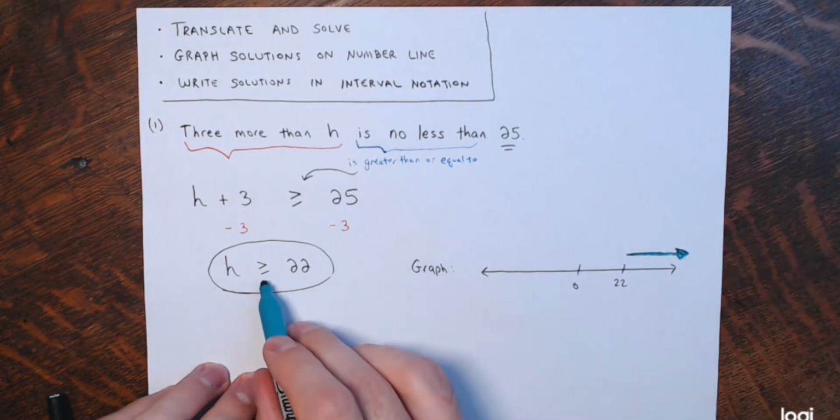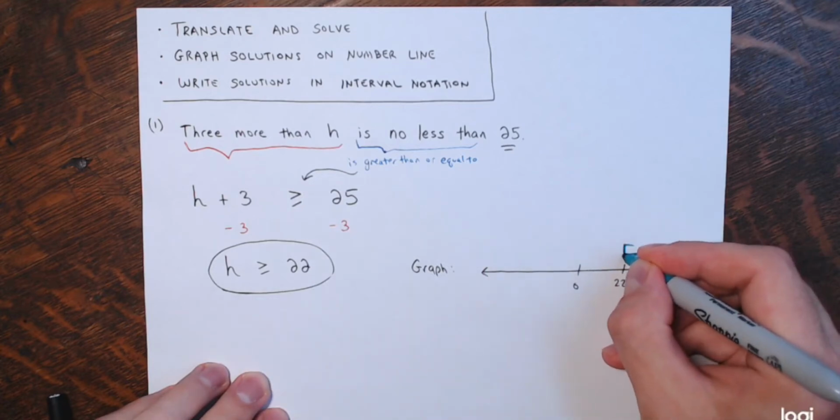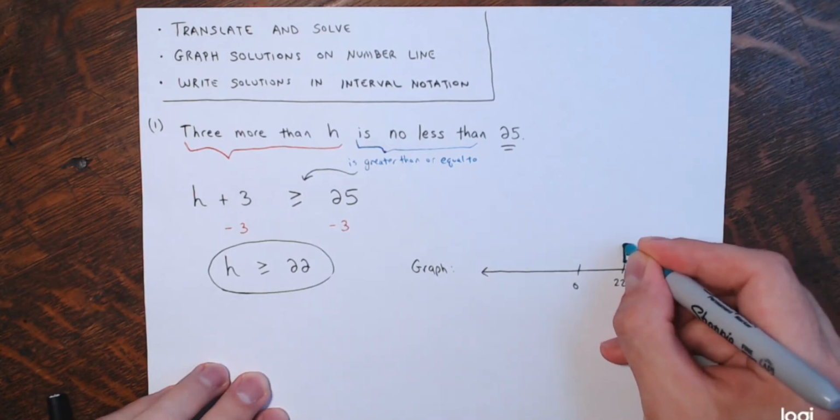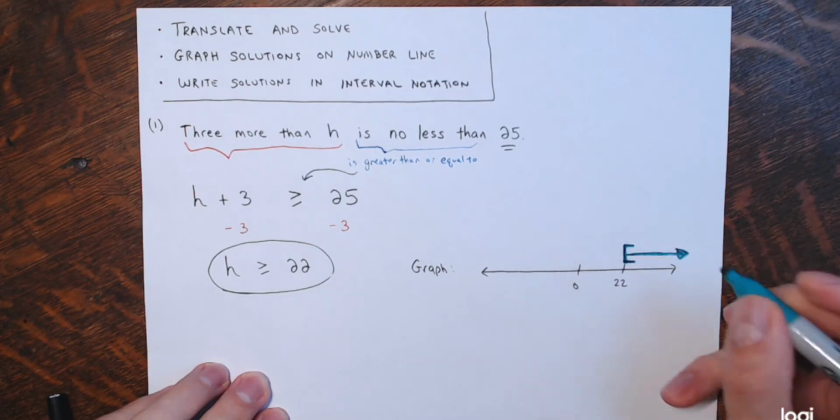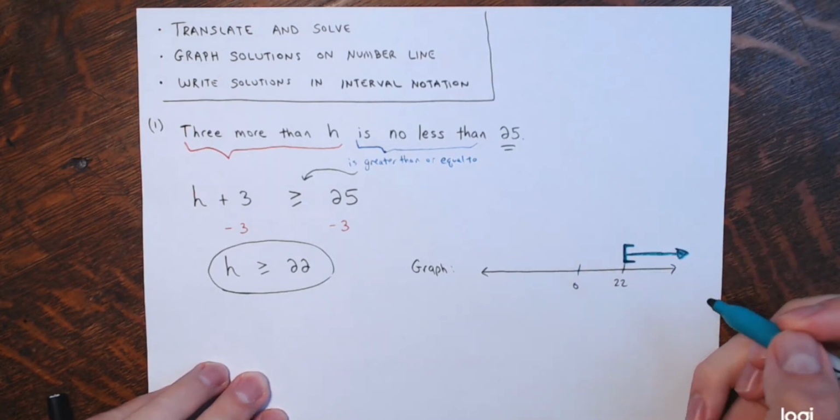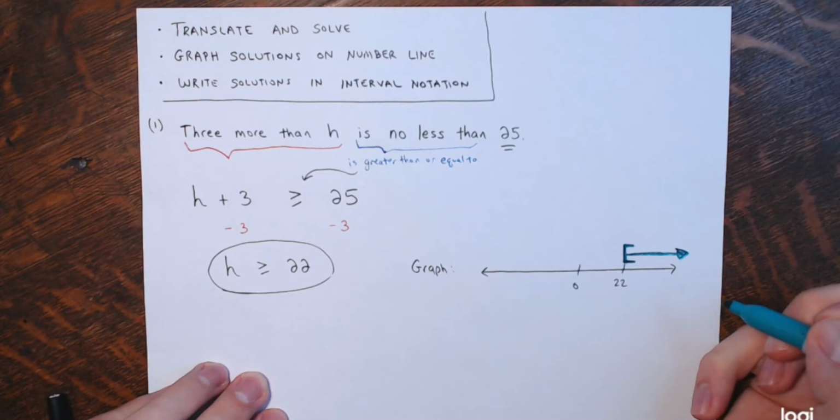And then 22 itself is also a solution. So I indicate that with this rectangular bracket. Right? You either use a bracket or parentheses. Bracket means the number is a solution. Parentheses means it's not a solution.